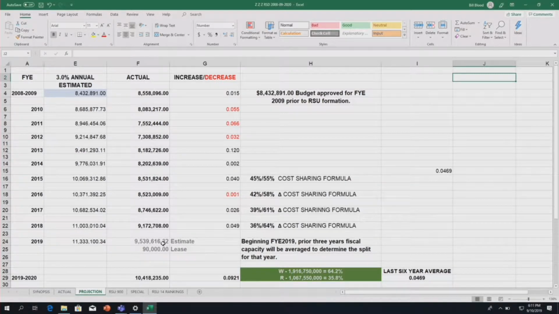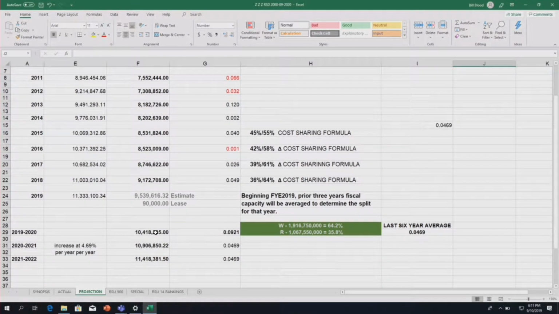It was projected to be 9.5 million in 2019, but because of the differences in the allocations of real estate valuations, we took a major hit this year. So it went up to 10.4 million. Okay, so using that as a foundation, in 2 years we would be at 11.4 million, which is pretty close to the 11.3, give or take 3%. Okay, so that's where we are on a first baseline basis. The last 6-year average on the school budget increase has been 4.69%.